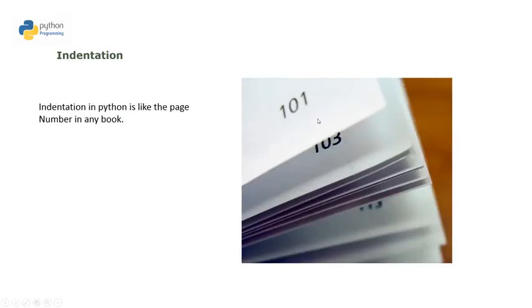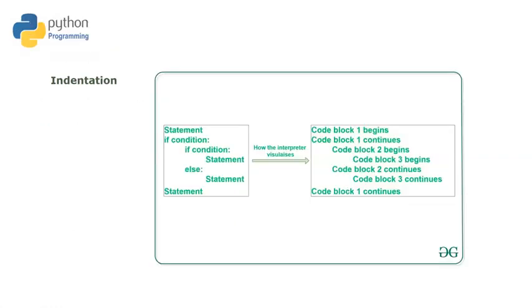To understand this situation, let's consider a scenario where you are reading a book and all of a sudden all the page numbers from the book disappear. So you don't know where to continue reading and you will get confused. This situation is quite similar in Python. Without indentation, Python does not know which statement to execute or which statement belongs to which block. So therefore, indentation has to be very proper in the Python coding style.